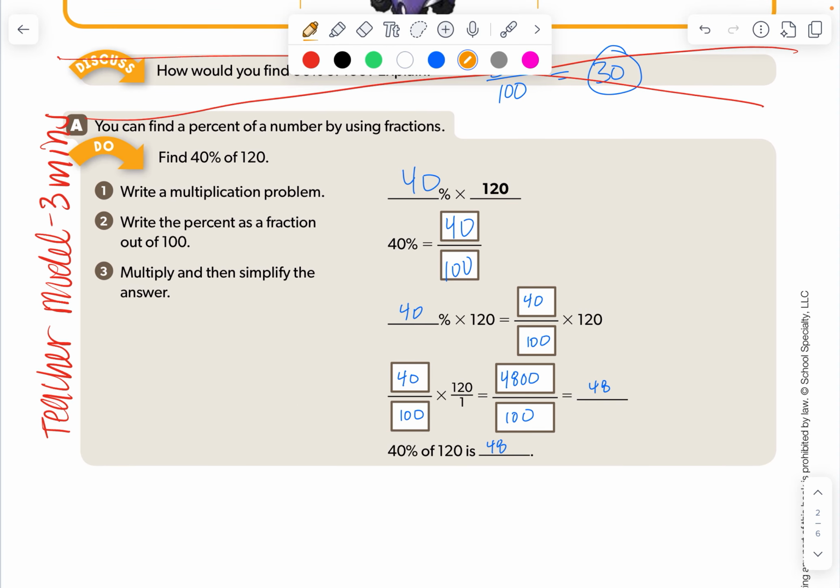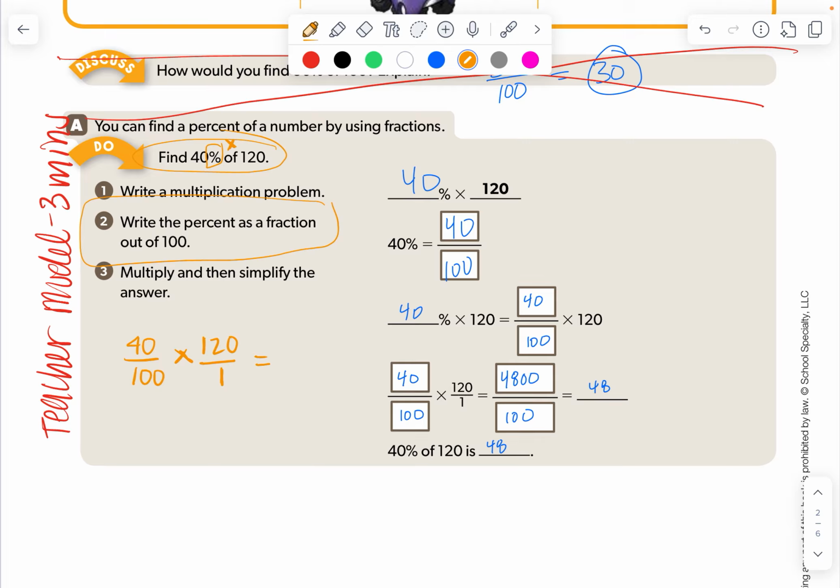So it says find 40% of 120. So again, when we are going to do this math, we cannot have the percent sign. So we want to rewrite the percent sign as a fraction. That is step 2. Write the percent as a fraction. So 40 out of 100. Percent means out of 100. The word of indicates multiplication. And then 120. 120 has to be over 1 because it's a whole number.